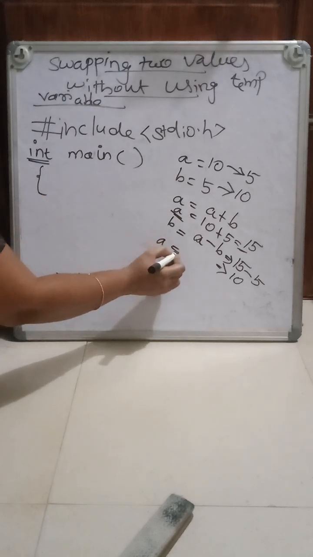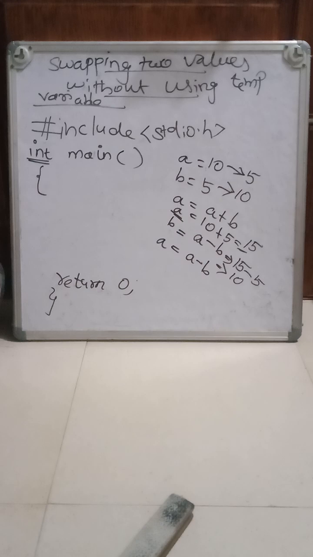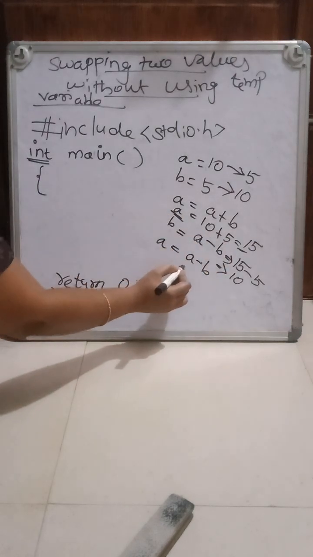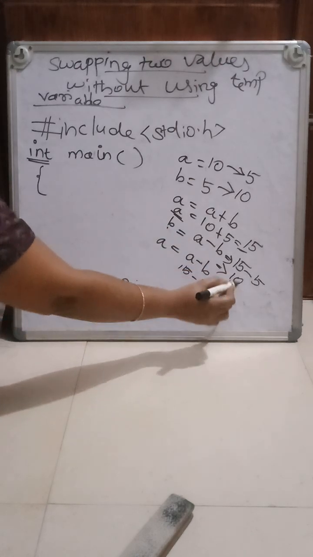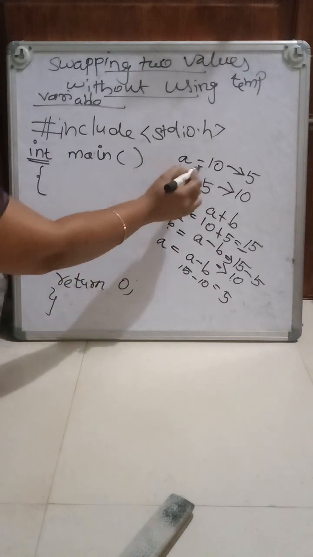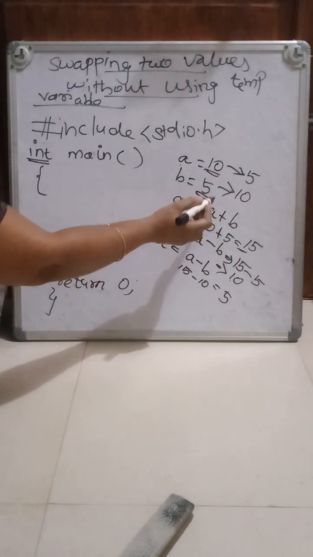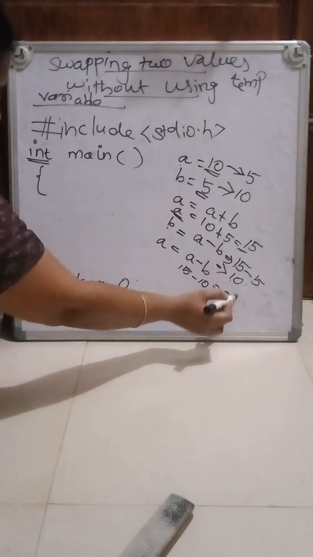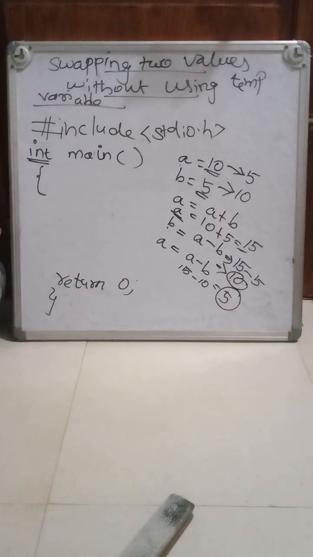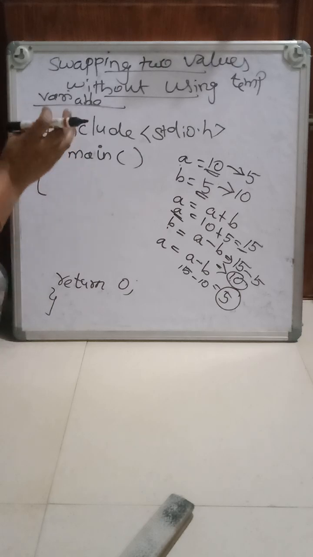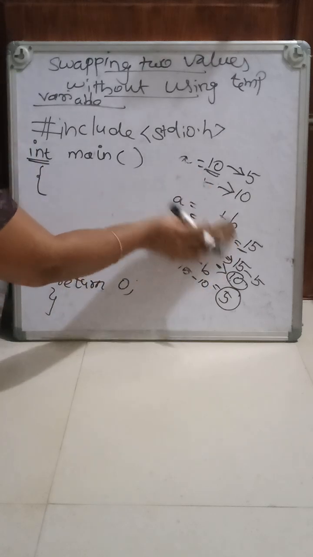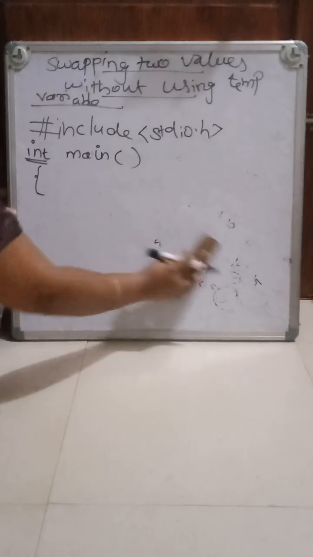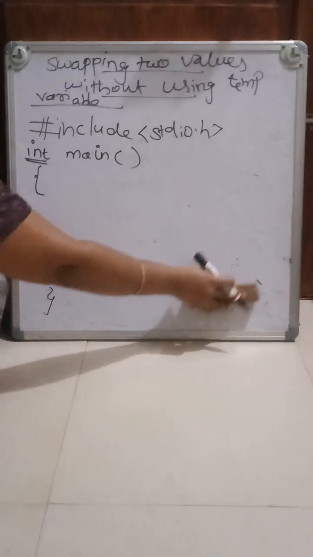Similarly, I am going to swap the value of a as a minus b. Here the value of a is 15 and the recent value of b is 10. So now the value of a becomes 5. So see here, initially the value of a is 10, b is 5. Now the value of a becomes 5 and b becomes 10. That's how I have interchanged the values of a and b without using a third variable or temporary variable. I hope you all have understood the logic behind swapping of two numbers without using the temporary variable.